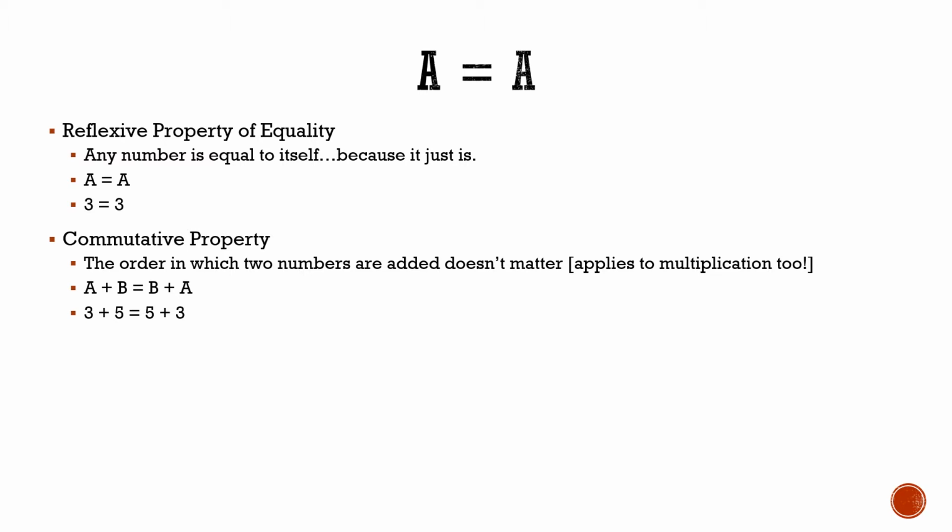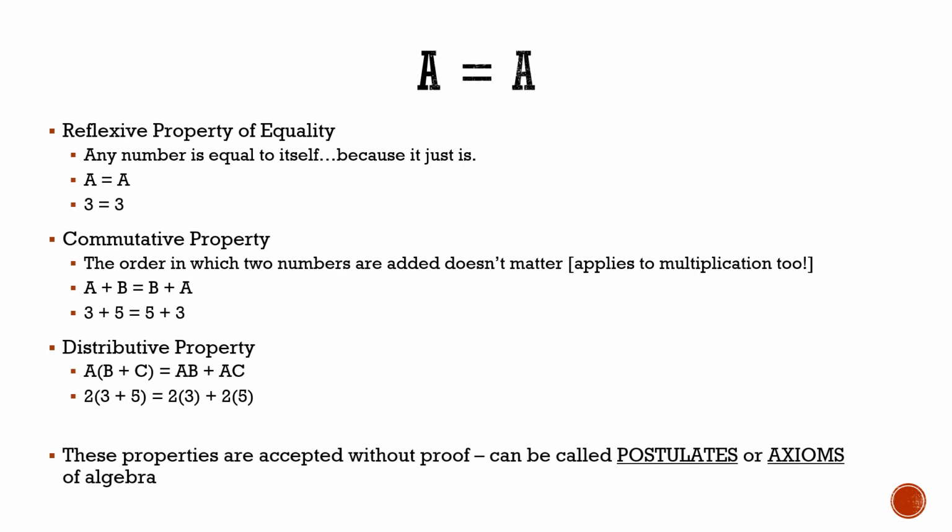equals 8. The distributive property is another one that you've probably seen before, where we have A times B plus C, and we can actually distribute that value of A and multiply it by B, add that to A times C. So these properties are just accepted without proof, just like we learned in the last chapter with some of our geometric postulates. These are examples of algebraic postulates. Sometimes they're also called axioms.